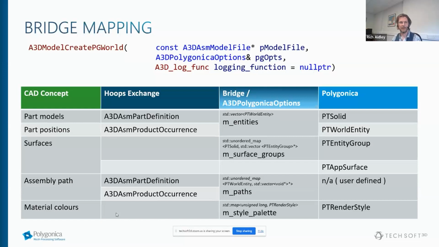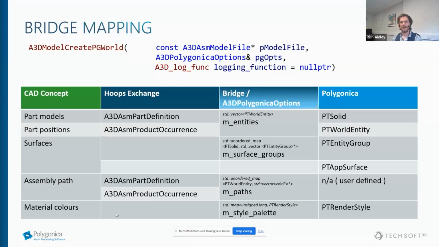If there's instancing going on, I'll go back to my bolt example. If you've got an object with lots of identical bolts in it, each of those bolts will be a different world entity. They'll all come out on the same PT solid. And so this is going to be communicated through this M_entities field of the options, which is just a map of the world entities from which you can get the PT solids.